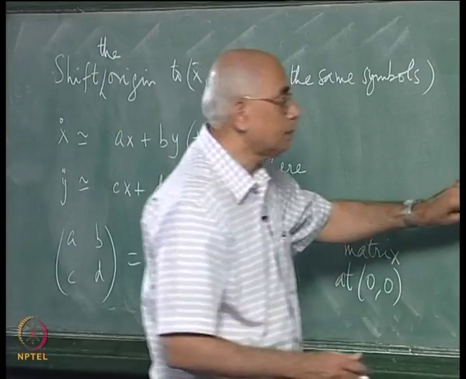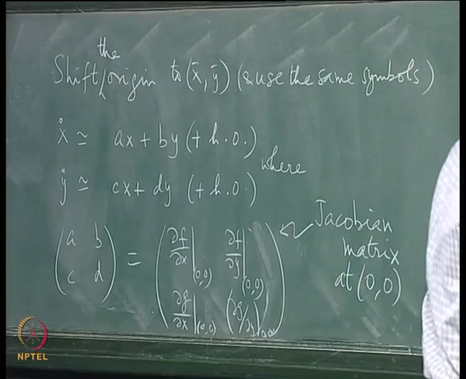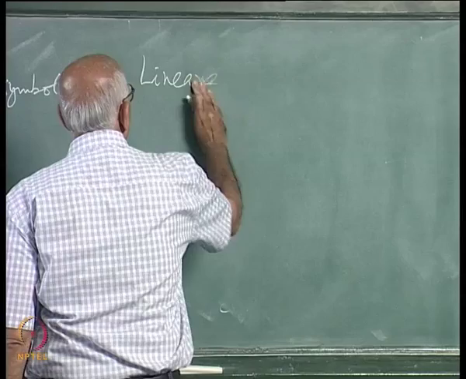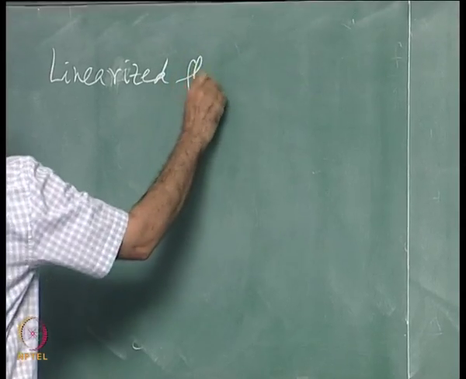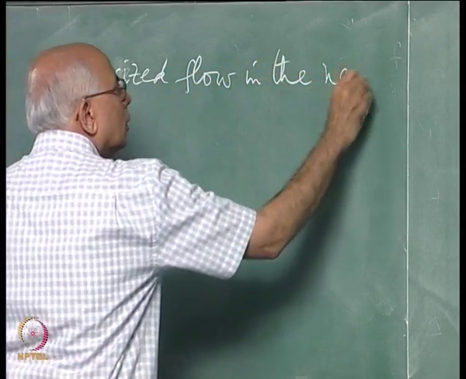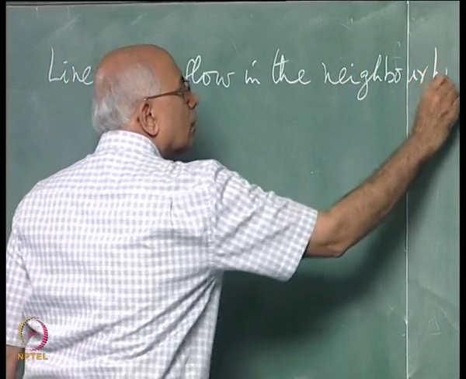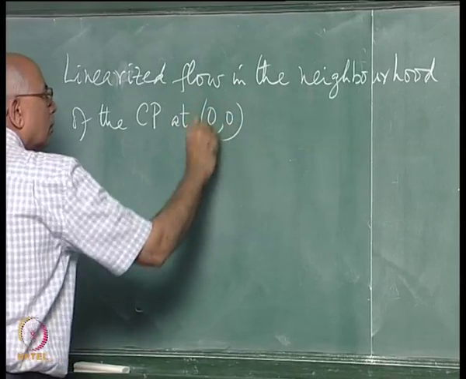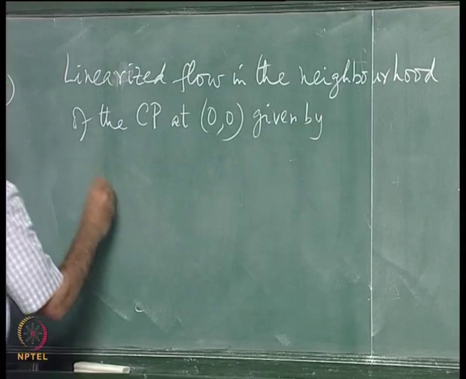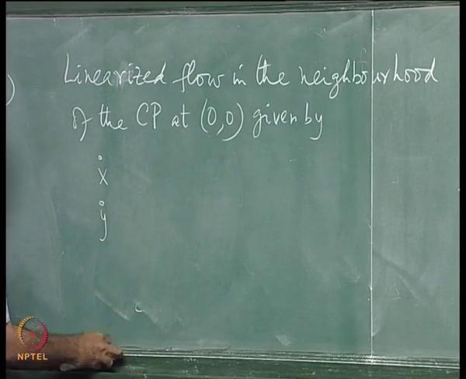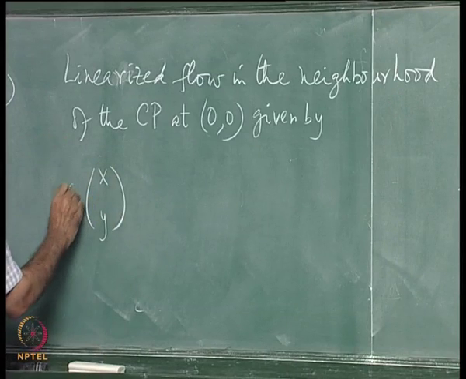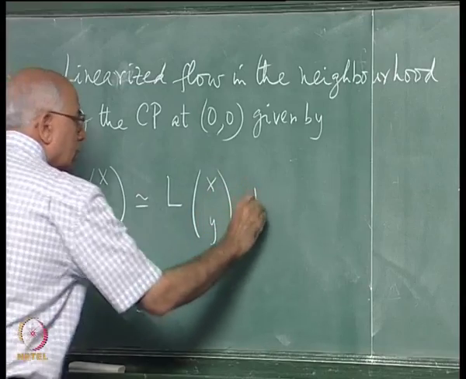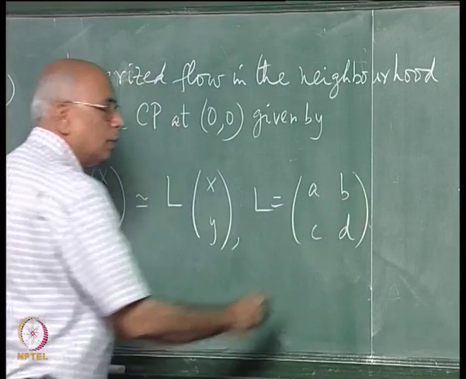And therefore, linearize in the neighborhood of the critical point. Write this as a matrix: d over dt of x, y is L times x, y, where L is the Jacobian matrix a, b, c, d.